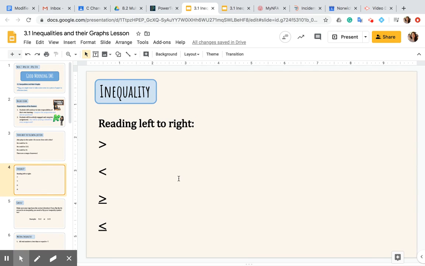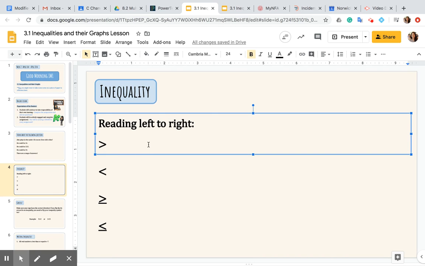An inequality is a mathematical statement that uses one of these 4 symbols instead of an equal sign. Okay, so reading left to right, I'm going to go ahead and define what each of these symbols mean. This symbol, if I was reading it left to right, means greater than. This symbol, if I read it left to right, means less than. You probably knew all of this already.